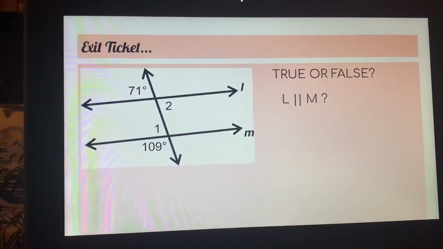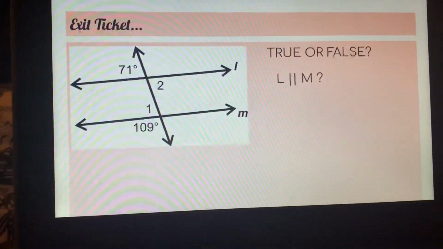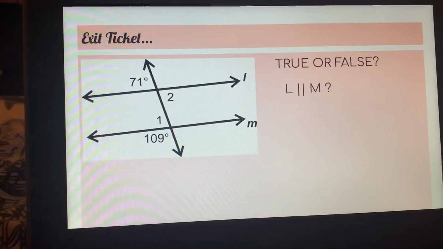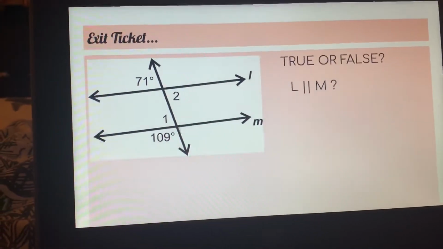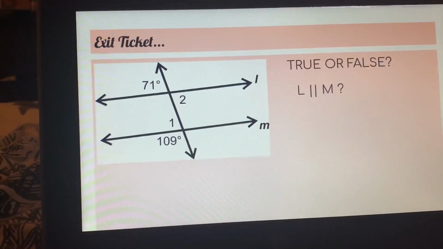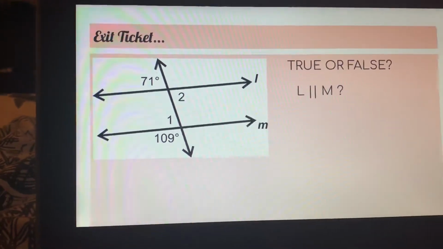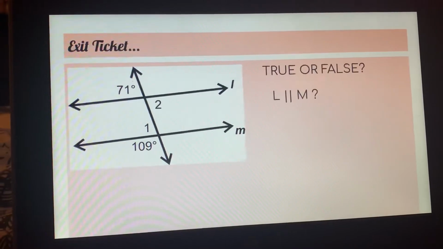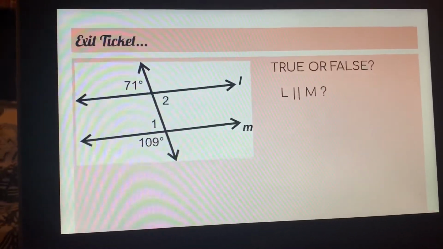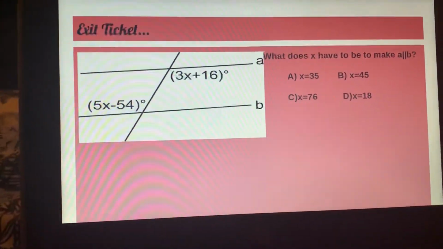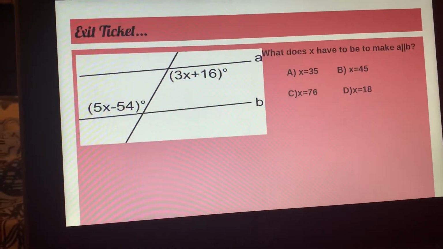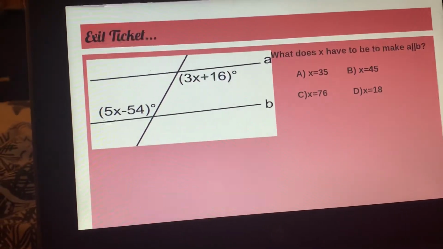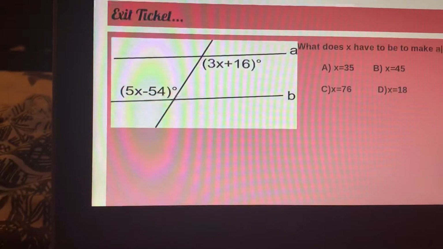Okay, exit ticket. True or false? Line L is congruent to line M. True. Does everybody agree? Yes. London? That's correct. What does X have to be to make A congruent to B? Y'all have to solve for this one.